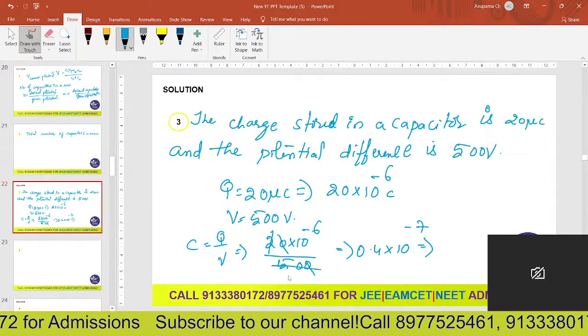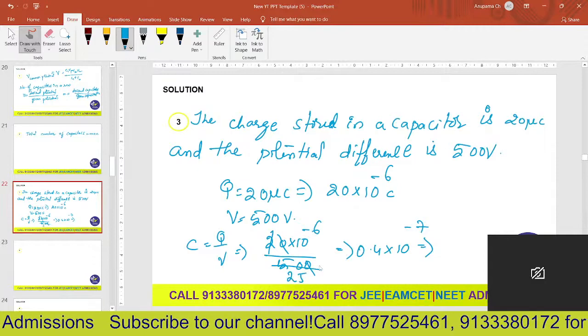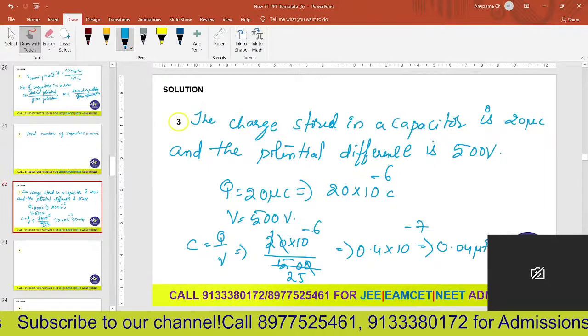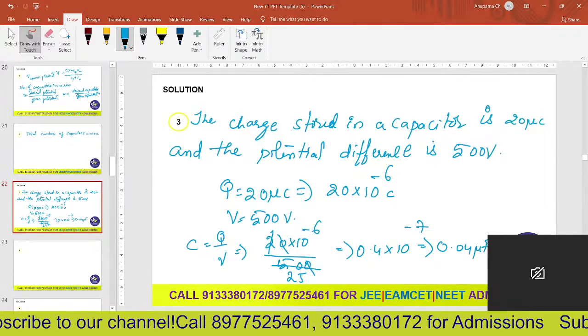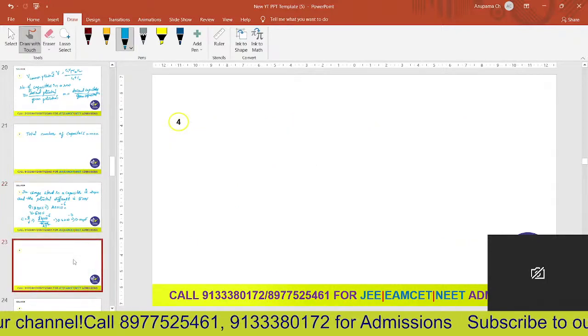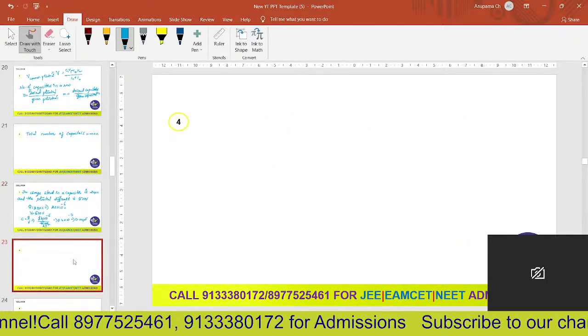0.04 microfarad. Okay, so this is the simplest one, and as I told you, we'll go to the parallel plate capacitor and then find out.